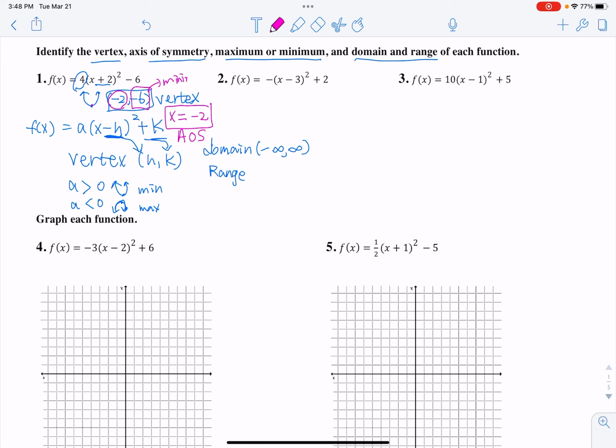The minimum is -6, and the domain will be all real numbers. The range will be, since it has a minimum, -6 should be included, so a bracket with -6 to infinity. That's what I do.